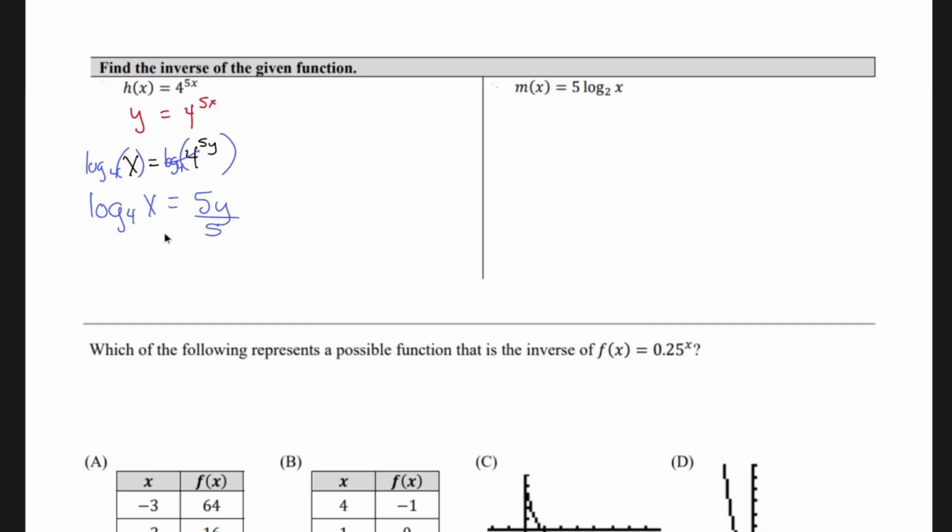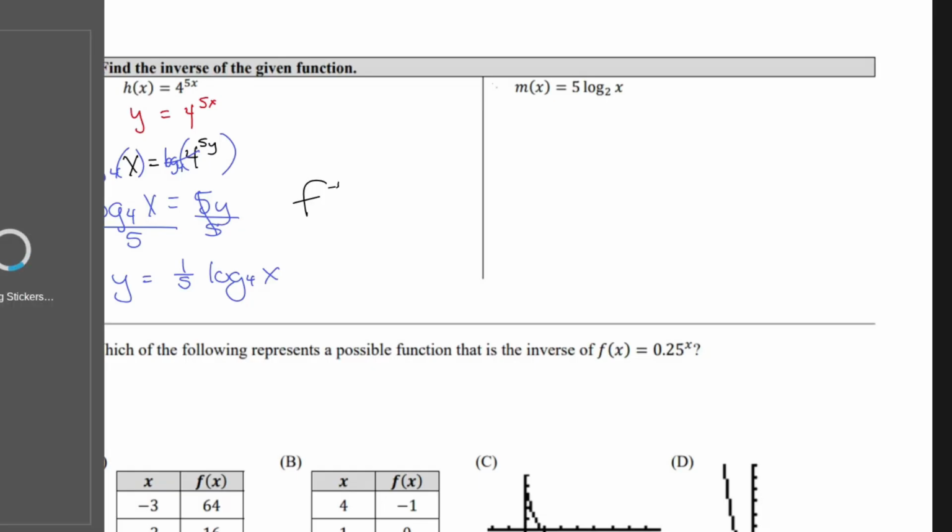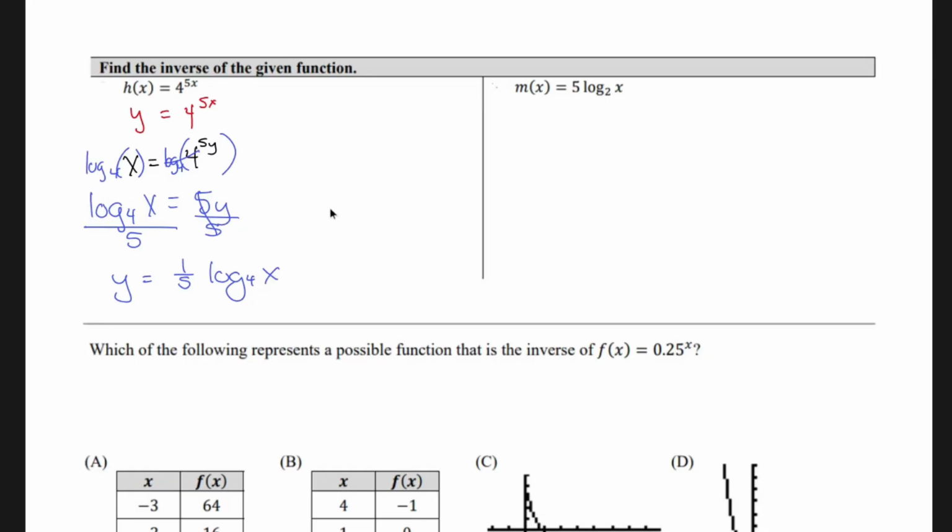Now I'm going to divide both sides by 5, cross you out. I'm going to write it out like this because it's a little more proper. You usually don't want to put over 5 for logs, although it's not the end of the world. I'm just going to write out 1/5. So y equals 1/5 log base 4 of x. And I'm going to put it all together by making that y into h. H inverse of x equals 1/5 log base 4 of x.